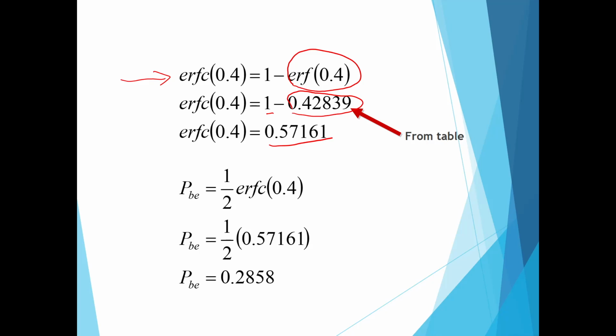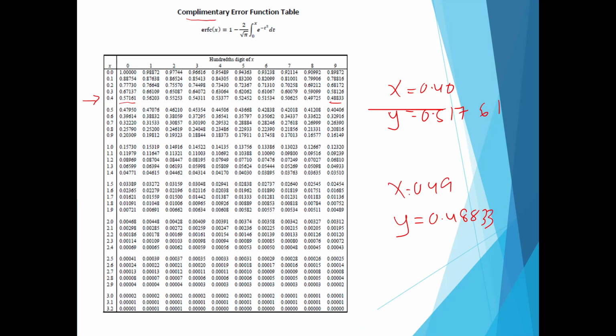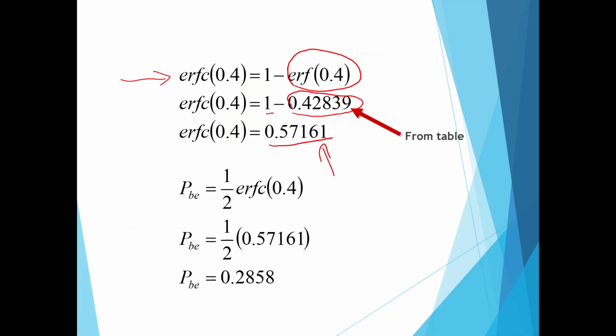Okay, this is if we refer to the first table. But if you refer to the second table, which is the complementary error function table, you will directly get this value. So if you ask me, better to use the second table, you will directly get the complementary error function value. Okay, and then what? After you get this one, it is not finished yet.